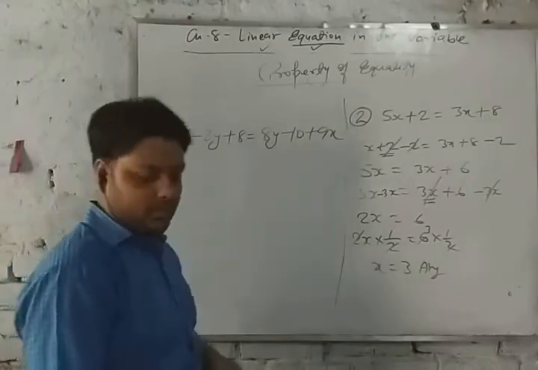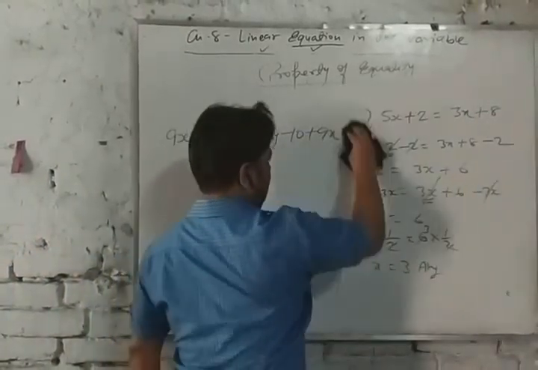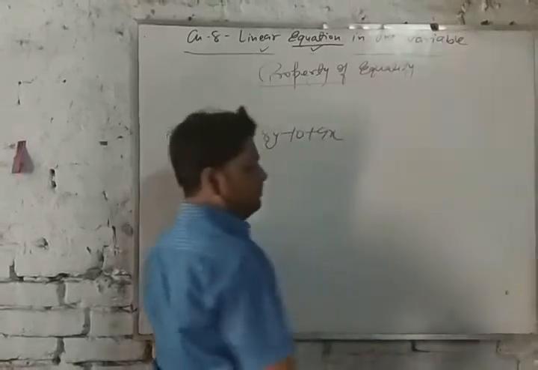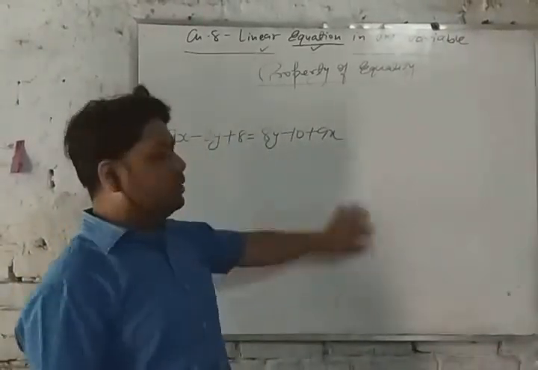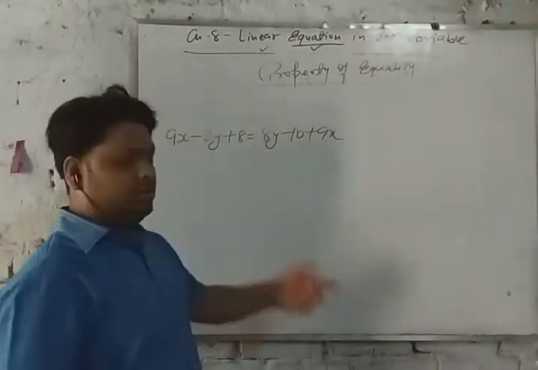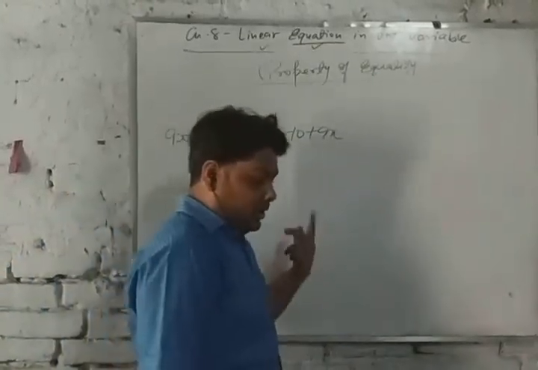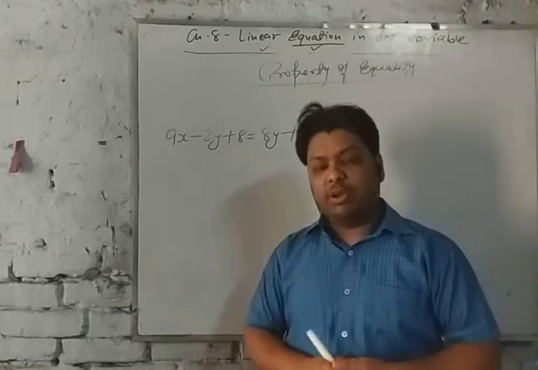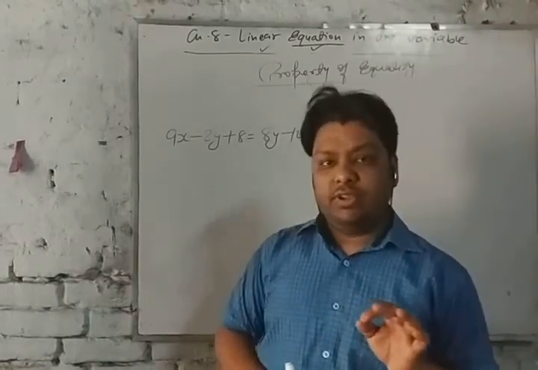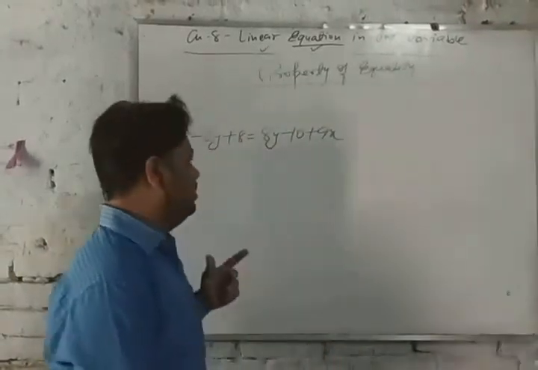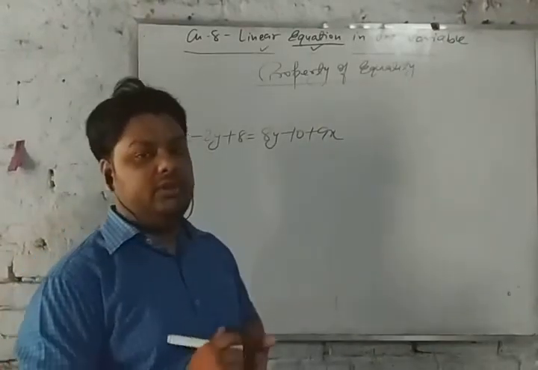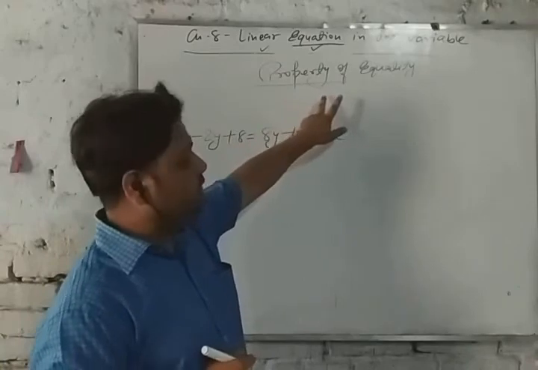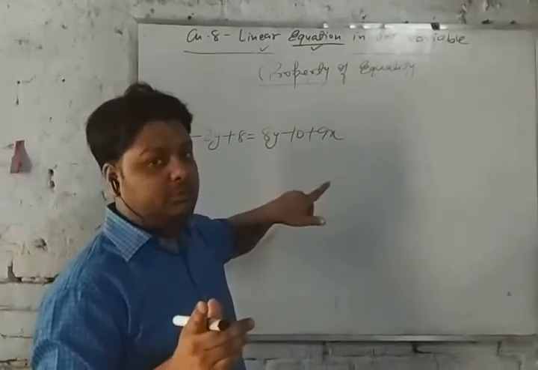Okay. Now here we can see that in this question there are two variables, x and y both. So is it a linear equation or not? I said in the previous question that at first we will not judge by seeing only the question. At first we will solve it. Okay? But here it is the property of equality, so we will not use the transposition method.